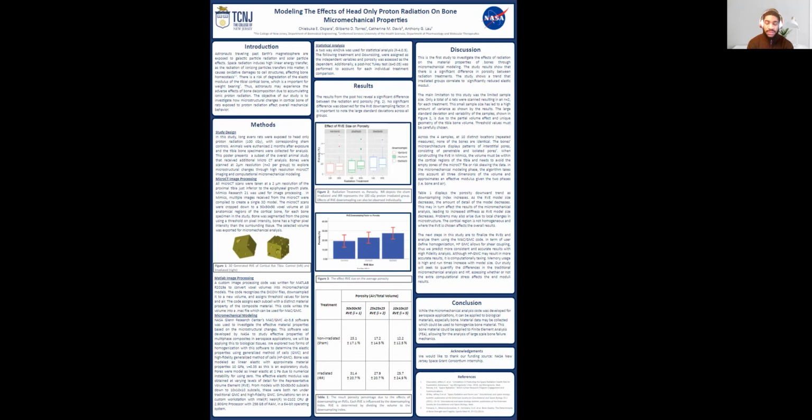This is the first study to investigate the effects of radiation on the material properties of bone through micromechanical modeling. The results support a previous microindentation study which suggests that bone stiffness decreases with greater exposure to alpha radiation. This study shows a trend that irradiated groups correlate to significantly reduced elastic moduli.